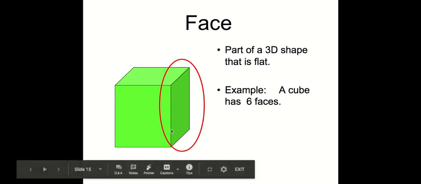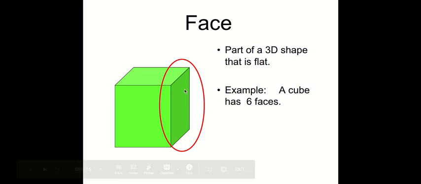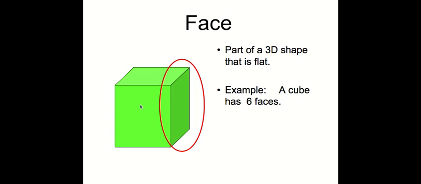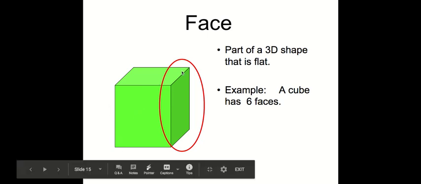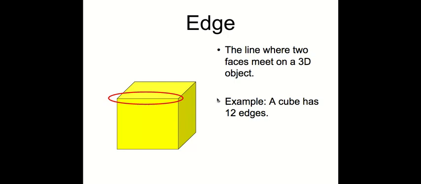This is an example of a three-dimensional shape. And you can see here circled is one of the faces. So this shape has three faces showing, but it has three faces that you can't see. Where the two faces touch each other is called an edge. So all of these sides here are called edges.